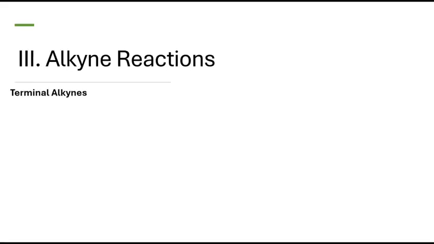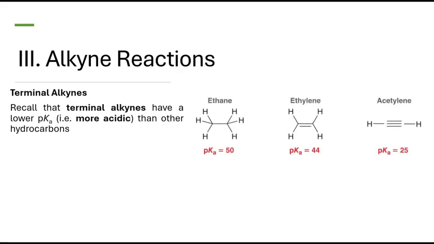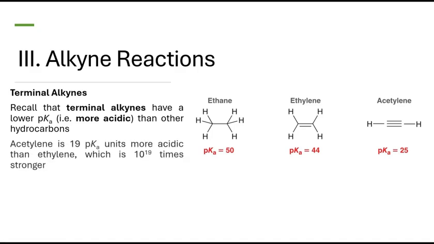3. Alkyne reactions. Terminal alkynes. Recall that terminal alkynes have a lower pKa, i.e. more acidic, than other hydrocarbons. For example, the pKa of ethane is 50, ethylene 44, acetylene 25. It's more acidic. Acetylene is 19 pKa units more acidic than ethylene, which is 10 to the 19 times stronger.